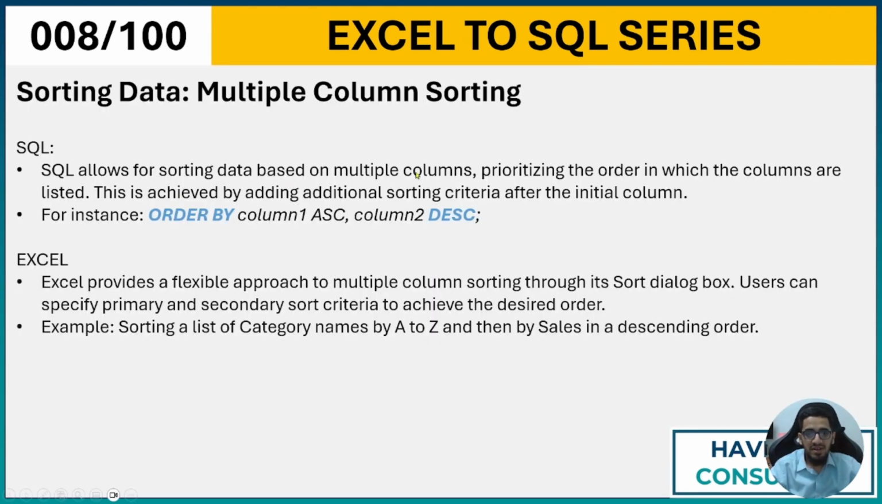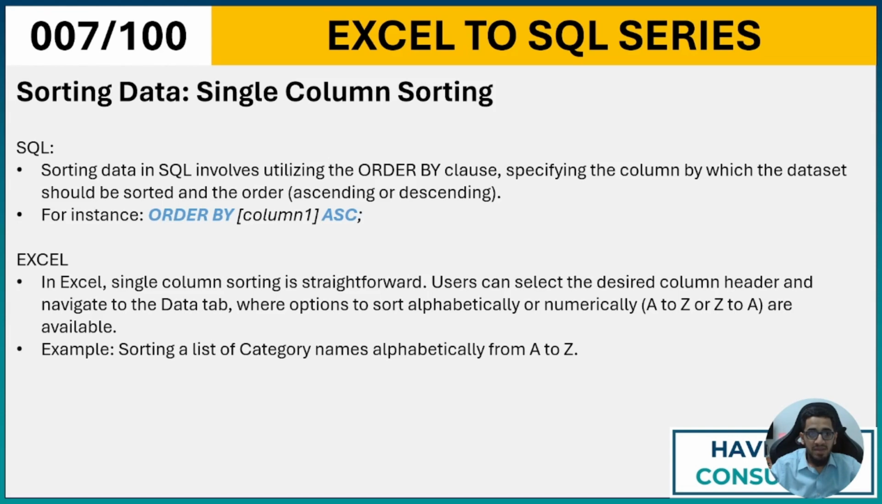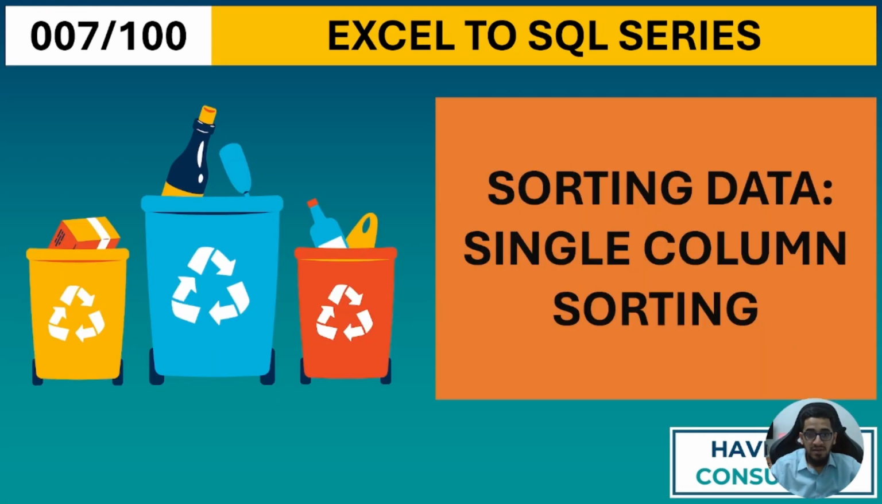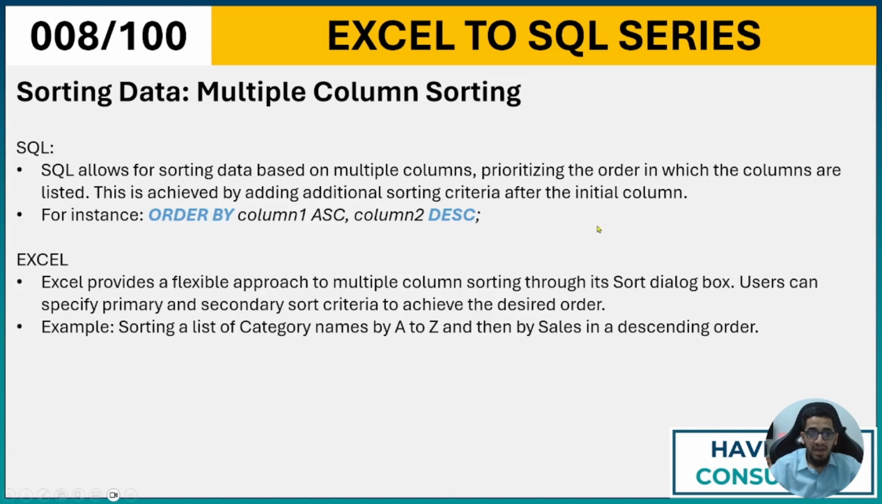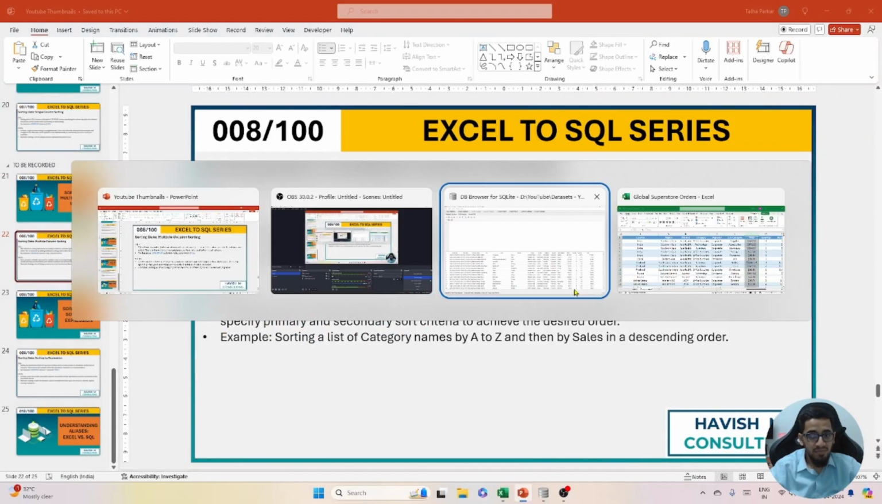SQL allows us to sort data based on multiple columns, prioritizing the order in which the columns are listed. This is achieved by adding additional sorting criteria after the initial column. In the previous example, we saw how we can sort a single column, and in this example, we'll see how we can do multiple column sorting. Excel also provides a similar approach using custom sorting in the sort dialog box. I can, as a user, specify the secondary and primary sort to achieve the desired order. So let us head over to Excel without wasting any time, and then we can jump over to DB Browser by SQLite.